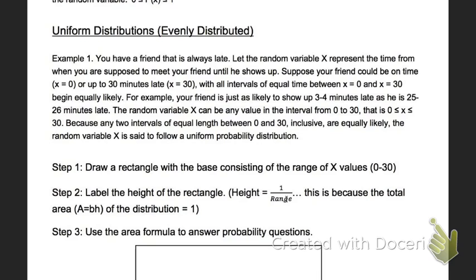So I've got a range from 0 to 30. That's going to be my range. This person can be 0 minutes late, it means they're on time, or all the way up to 30 minutes late, but they're not going to pass that. Then it says that each time is equally likely. So he has an equal chance of being 1 minute late, 2 minutes late, 3 minutes late, etc., all the way to 30. So equally likely, that's a key word that it's a uniform distribution.